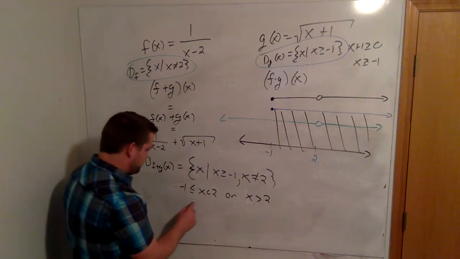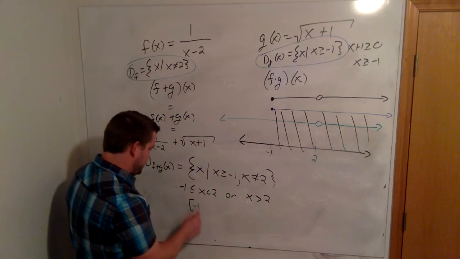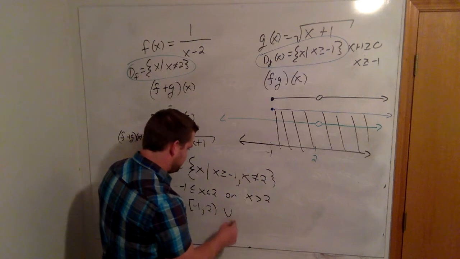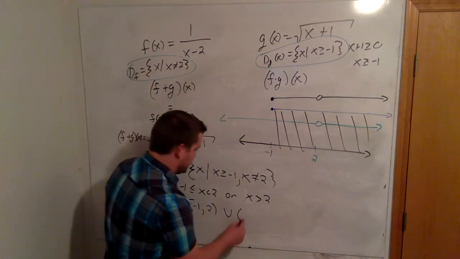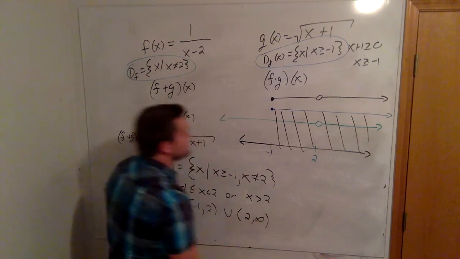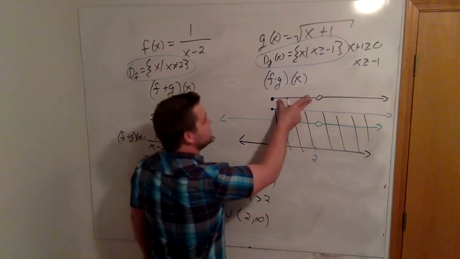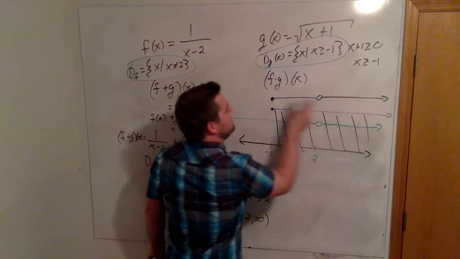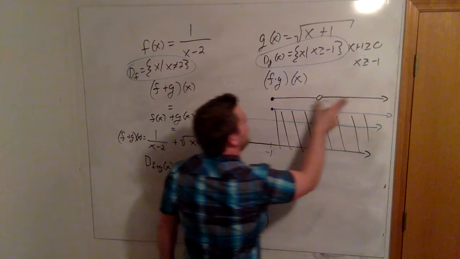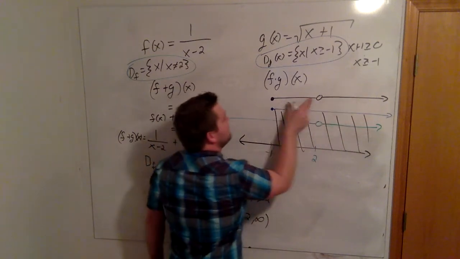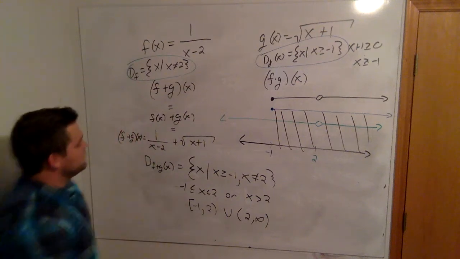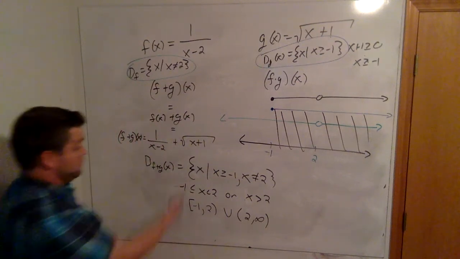Or you could write this as from -1 to 2, with a soft bracket, and then the union, not intersection, it would be the union, and from 2 to infinity. Because what I want is this set, and I also want to include this set. I kind of have two pieces here, so I want the union of these two pieces together, and that's why I'm putting the union symbol here. This is how we'd write that domain in three different ways.